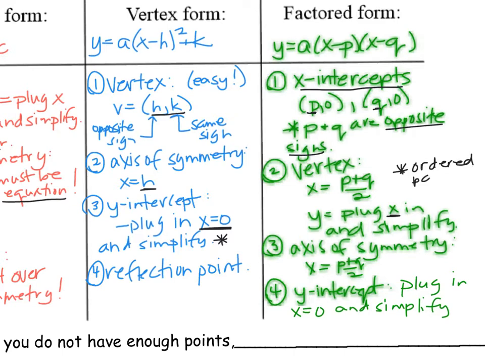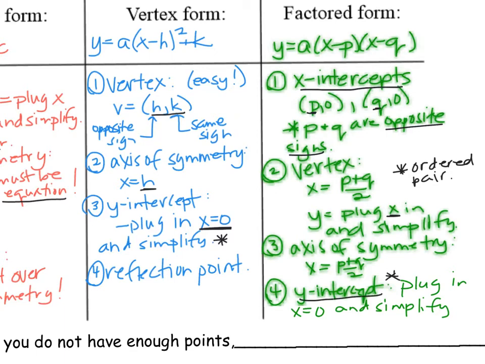Once you know your vertex, the axis of symmetry is the same as the x value. So it's x equals (p plus q) divided by 2. And like in vertex and standard form, that must be written as an equation. Last but not least, our y-intercept. This one is optional this time.